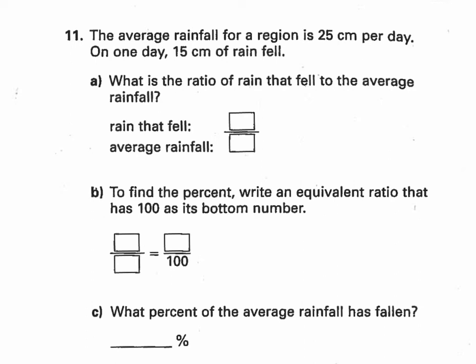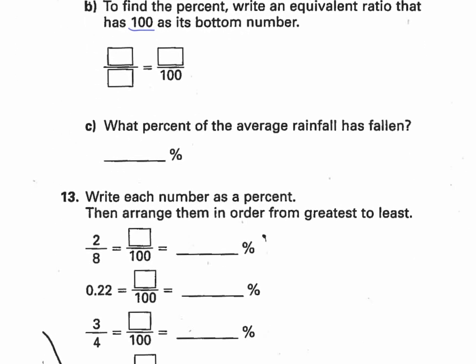Now it is your turn to figure out percent. In the first question, the average rainfall for a region is 25 centimeters per day. On one day, 15 centimeters fell. 15 out of a possible 25. First, write the ratio in fraction form. Then, to find percent, make an equivalent fraction with 100 as the bottom, and then you'll be able to find your percent.